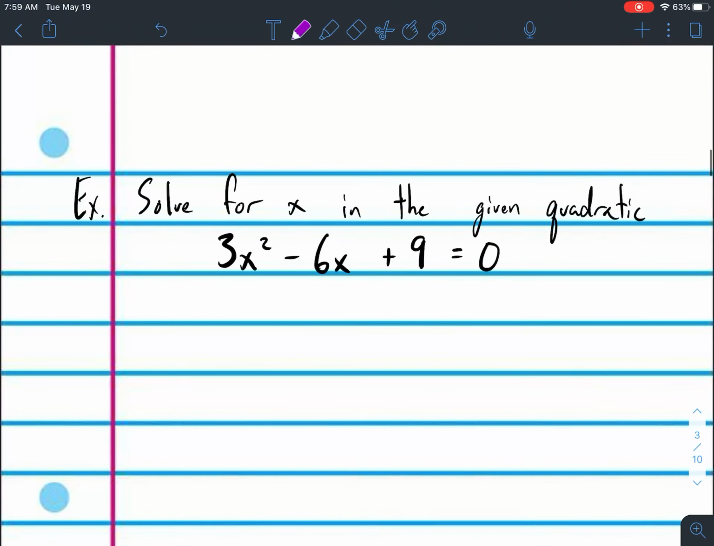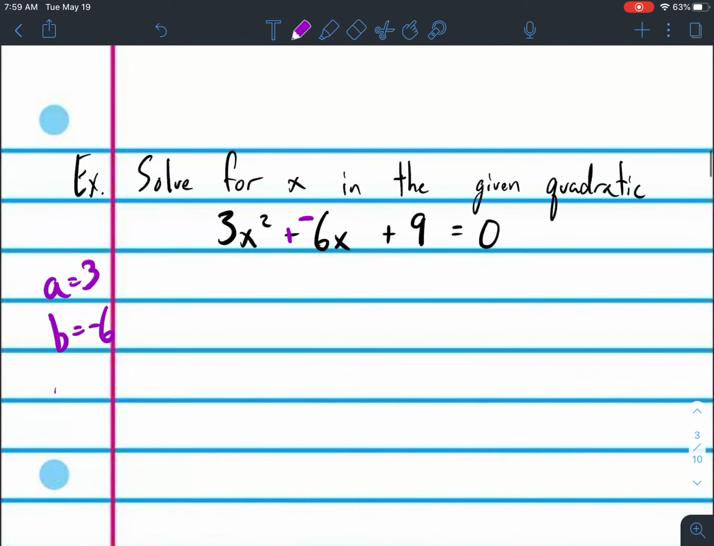Okay, so let's do this one. All right, solve for x in the given quadratic. 3x squared minus 6x plus 9 is equal to 0. Now, is it set up nicely? For all these problems, just use the quadratic formula. Don't try and jump the gun on it. It's set up in a quadratic, and it's equal to 0, so let's go straight to the quadratic formula. A is equal to 3, B is equal to -6, the opposite, and C is equal to 9.